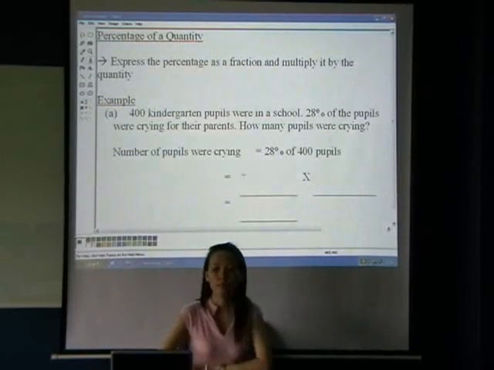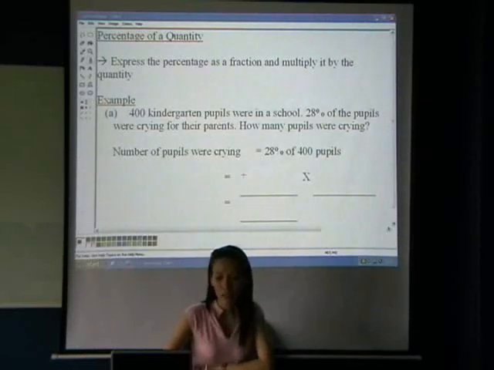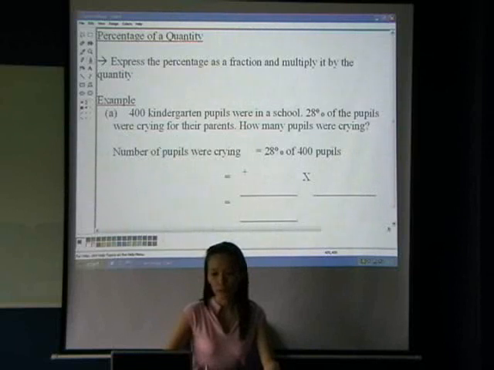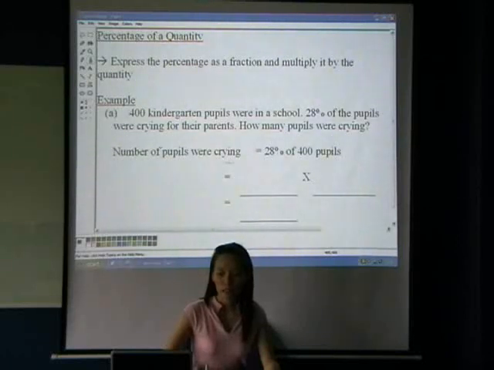Today we're going to learn about percentage of a quantity. First, we express the percentage as a fraction and multiply it by the quantity involved. So we'll go through two examples. Example 1: 400 kindergarten pupils were in the school. 28% of the pupils were crying for their parents. How many pupils were crying? The number of pupils crying is equivalent to 28% of 400 pupils. So first, we change the 28% into a fraction.